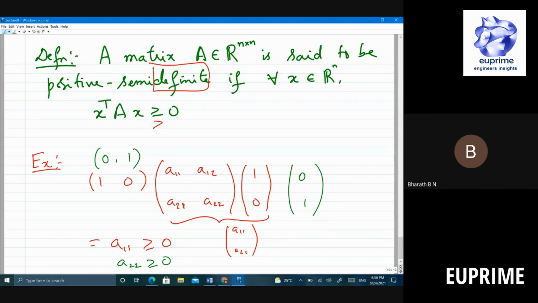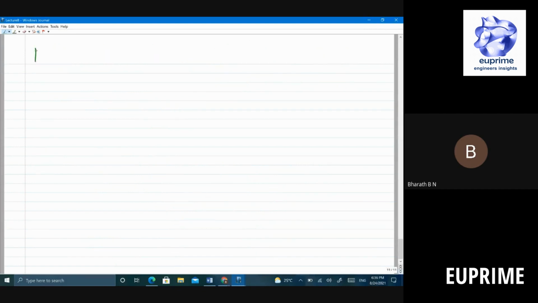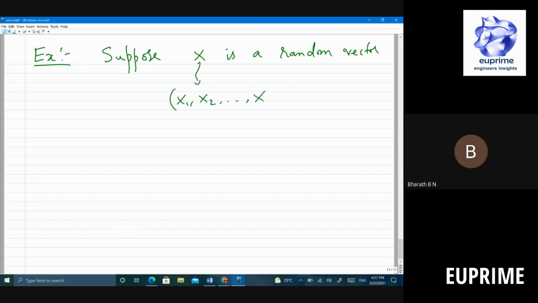Let's look at another example. This is an example in probability. Suppose x is a random vector. You know what a random variable is, right? You take a collection of those, for example x1, x2, up to xn. You take n random variables. It's a random vector. That's all.